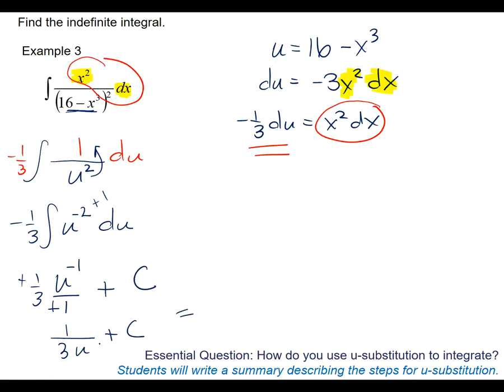And then our final step is we have to sub back in for the u. So we've got 1/3 times 1 over 16 minus x cubed plus c. That's what I'm doing. So write it down, and then I want to explain one thing.